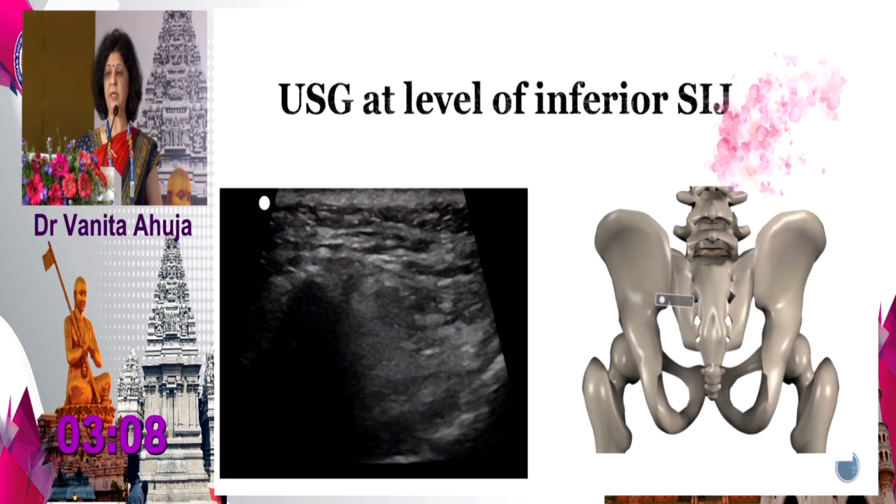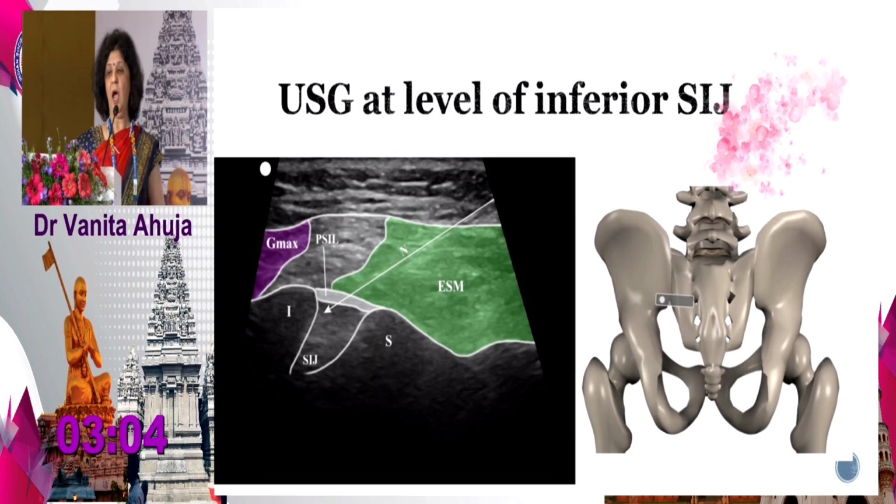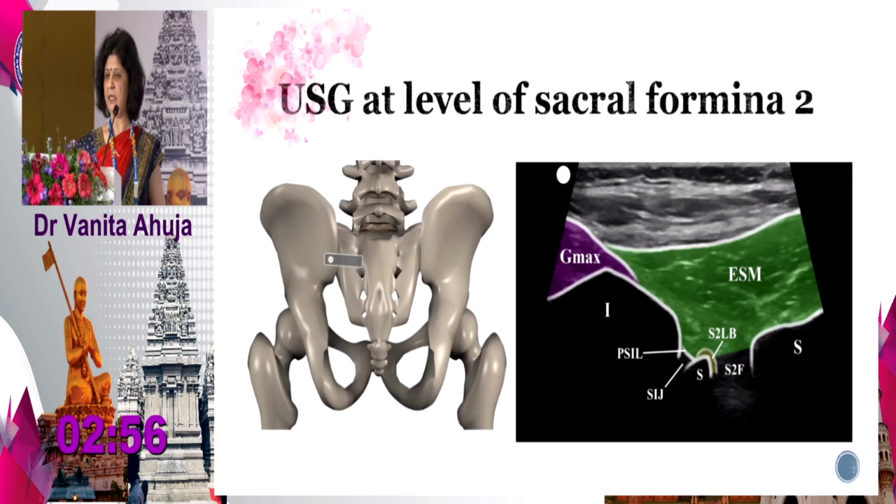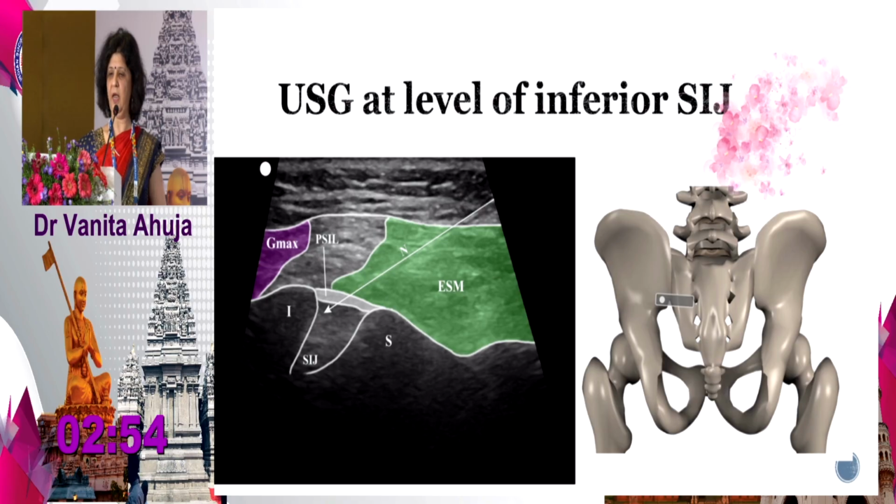You can do it at the level of the inferior SIJ, where the probe placement is here in the lower 1/3, and here you will see the muscle, which is the erector spinae muscle, and here is the recess. The recess is out here. So I had done this approach in my patient.